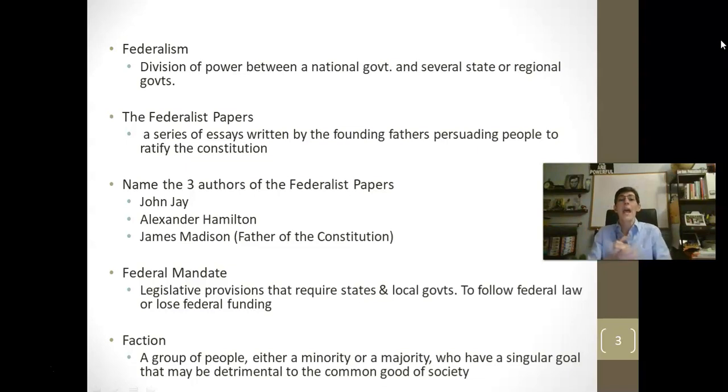A faction. This was the subject of Federalist 10, folks. In my class, we've already covered this, but in other classes, this is going to be really important for the AP exam. Federalist 10 is one of the required documents that you need to know for the exam. A faction is a group of people, either a minority or a majority, who have a singular goal that may be detrimental to the common good of society. And Federalist 10 explains why that is such a major problem.